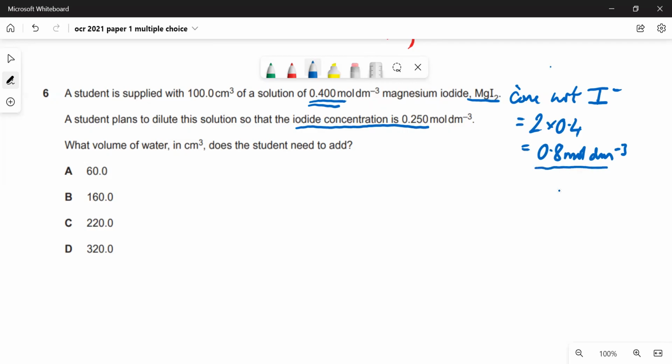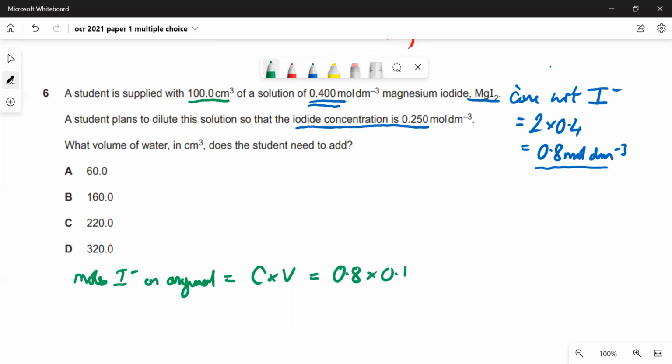So let's work out how many moles of iodide we've got there. Moles of iodide in original is concentration times volume. That's 0.8, and the volume is 100 centimeters cubed, which is 0.1 dm cubed, equal to 0.08 moles. Now, the final concentration we want is 0.25 moles per decimeter cubed.